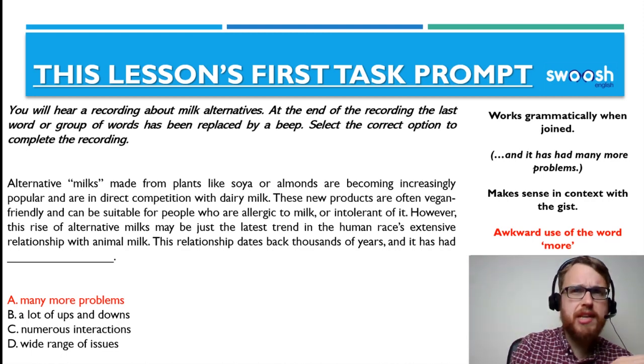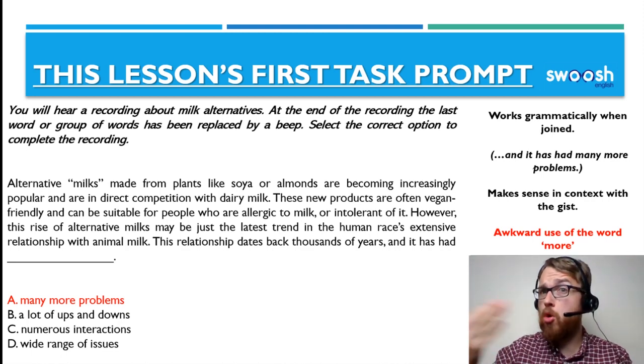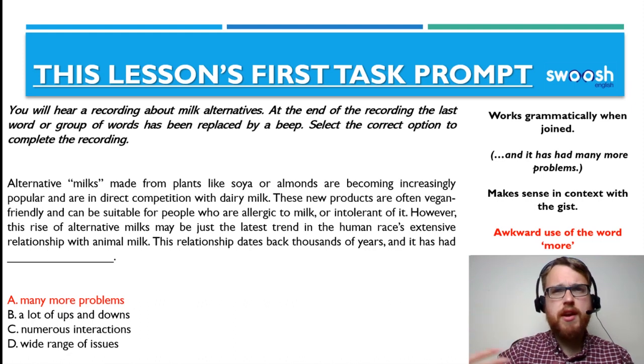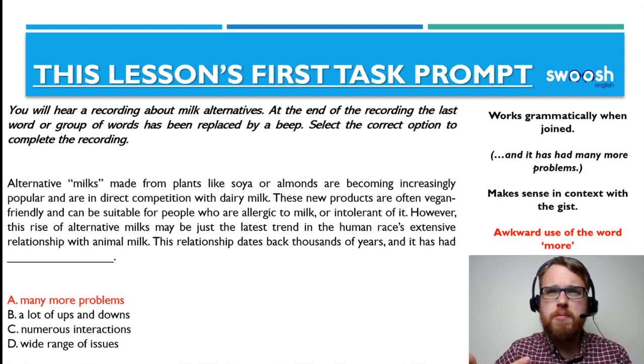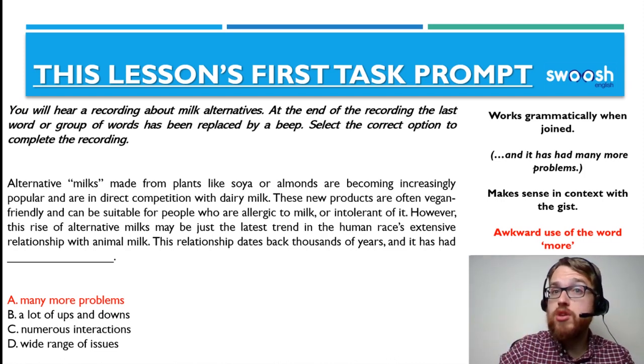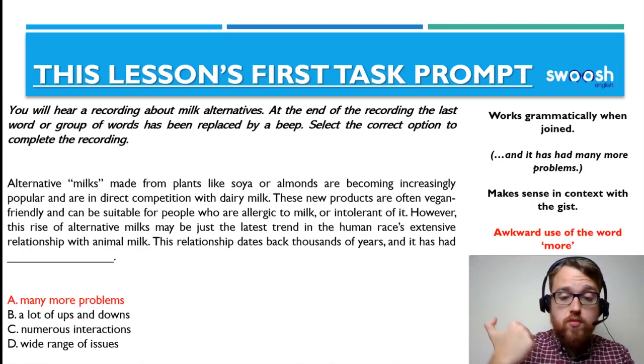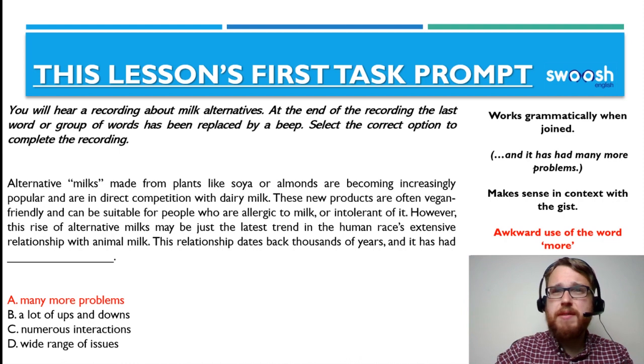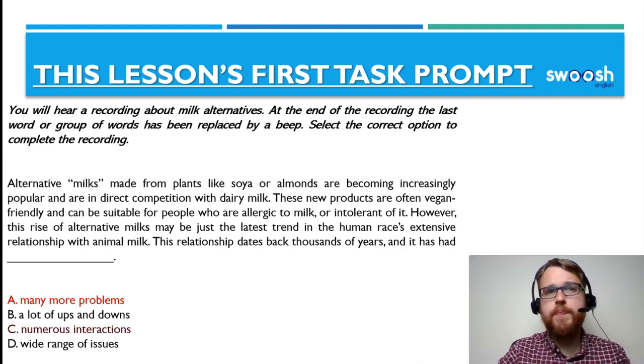We're talking about the past here. More would suggest that there's going to be more problems to come. So there's a bit of a grammatical tense mistake there. We wouldn't say many more problems about something in the past. We would say many more about stuff that's to come in the future. So even though it works grammatically when joined, the use of the quantifier more just really throws off the sentence and it's kind of awkward. It doesn't really work because of that.